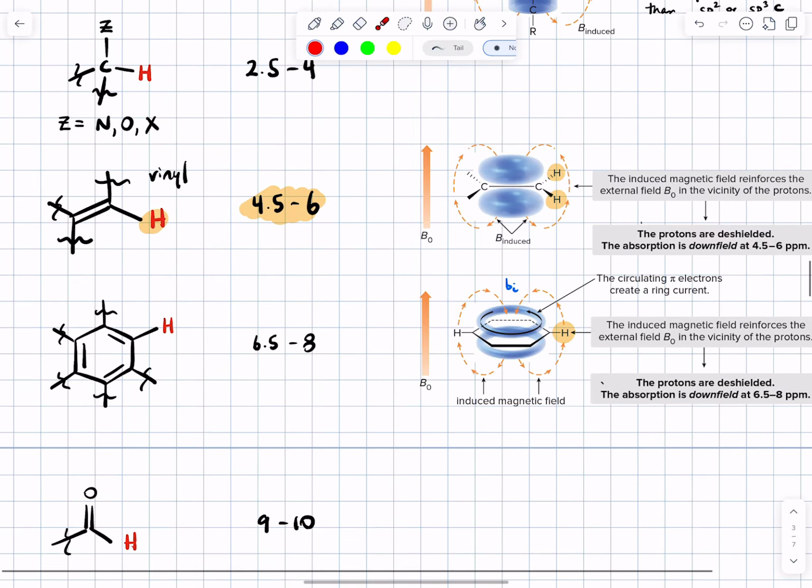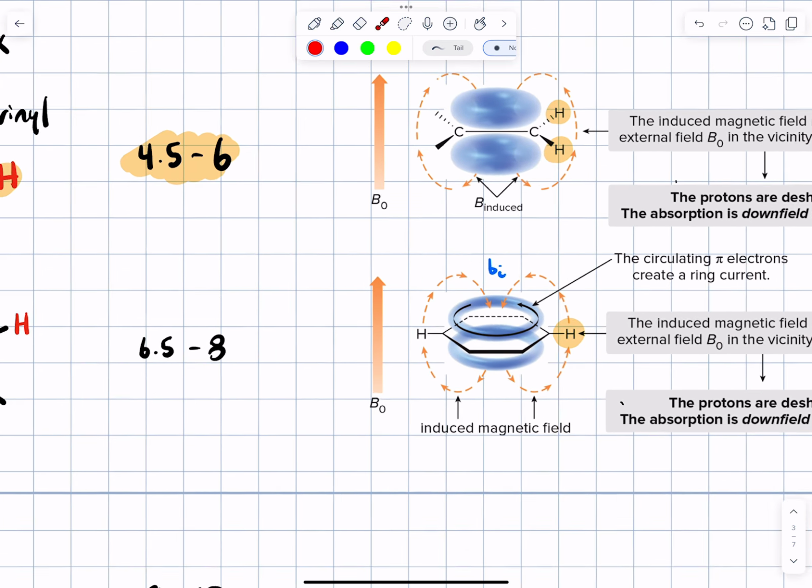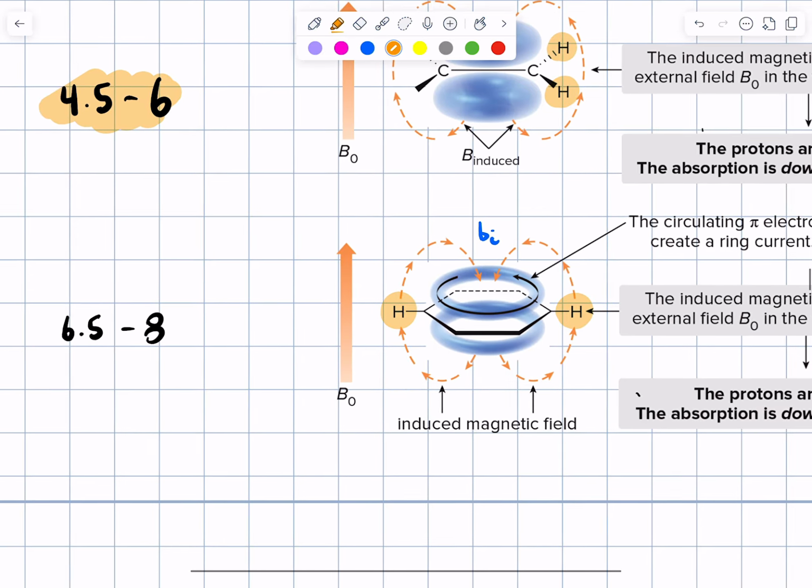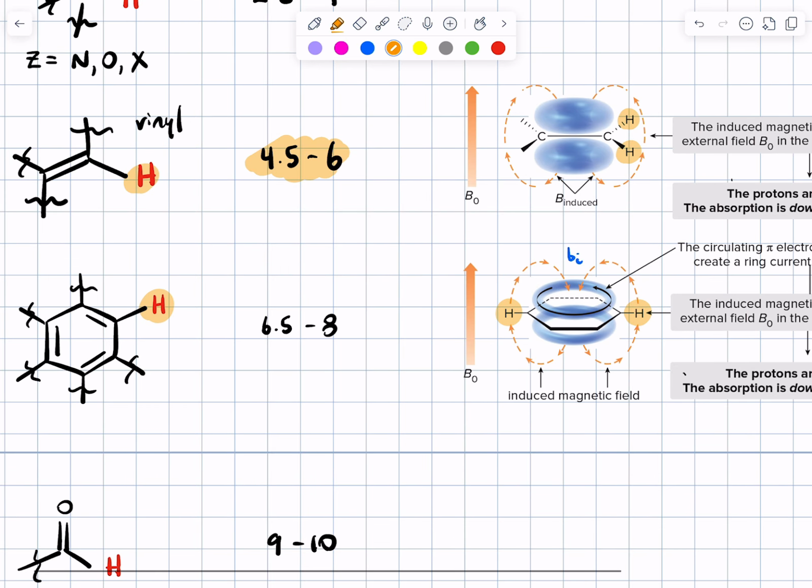This happens to some extent with the alkene, but to a bigger extent with a benzene ring. Because benzene is a ring, the electrons in benzene can literally move in a circular pathway. That induces a magnetic field that opposes the external magnetic field in the center of the ring, but reinforces the external magnetic field out where the protons are. So the protons here experience more of a magnetic field than they should because of the ring current, and therefore they show up in this much more deshielded region of the spectrum, 7 to 8 ppm.